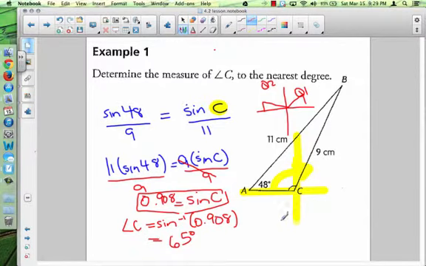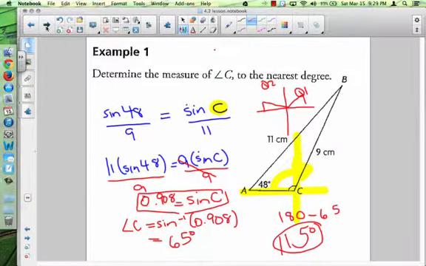So to calculate angle C, you have to realize that it's obtuse, and so the way that you calculate the obtuse angle is subtract it from 180. So when we subtract 65 from 180, we get 115. Therefore, angle C has to be 115 degrees because it's obtuse.